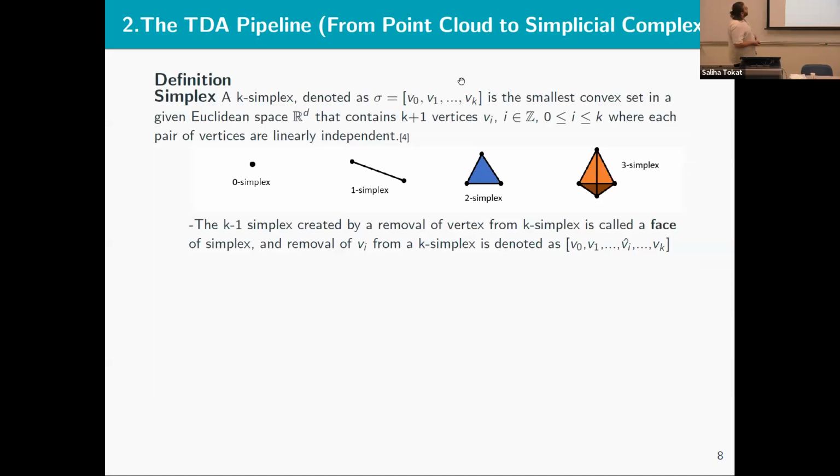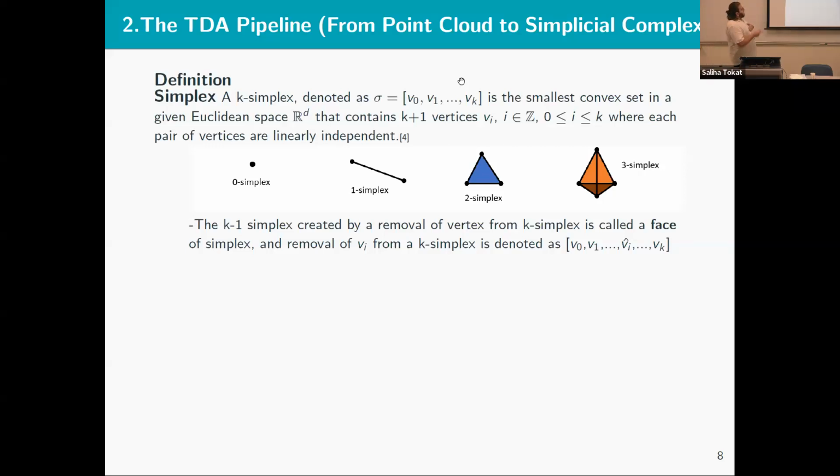So it is time to give a definition. Simplex. A k-simplex, denoted like that, is the smallest convex set in a given Euclidean space R^d that contains k+1 vertices, represented as v_i, where i is an integer, such that the vertices are linearly independent. Let's look at that. A 0-simplex is a dot, a 1-simplex is a line segment, a 2-simplex is a triangle, and a 3-simplex is a tetrahedron.